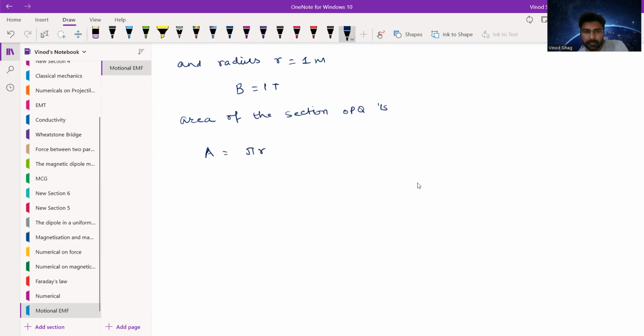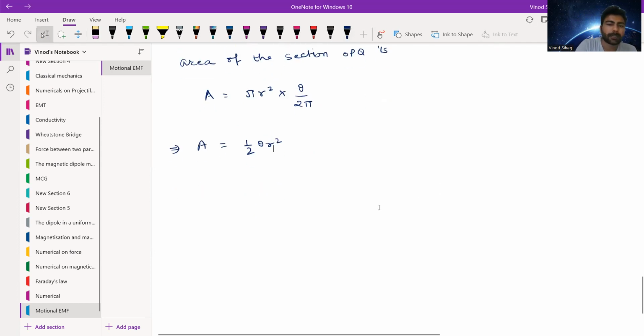the total area of the circle, which is pi r square. And now we are going to take the fractional part, theta upon 2 pi only, because 2 pi is the total angle of the circle, and theta is the angle traveled by that rod in a particular time. So that's why the area will be A equals to 1 by 2 theta r square.